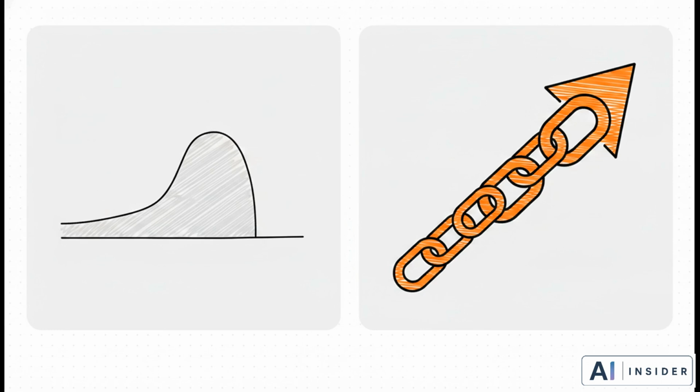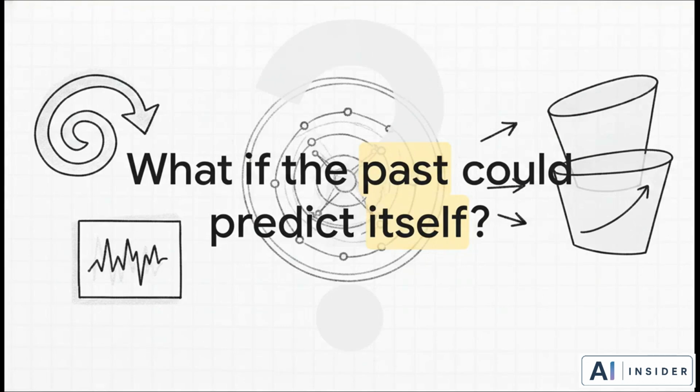And this leaves us with a really fascinating cliffhanger for our next explainer. We've seen how powerful it is to average the past to find a hidden trend. But what if the data isn't just reacting to random shocks? Instead of just averaging the past, what if the past could actually predict itself?